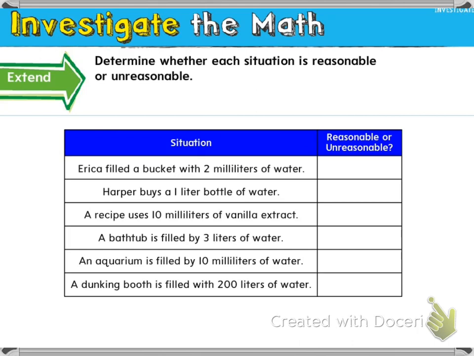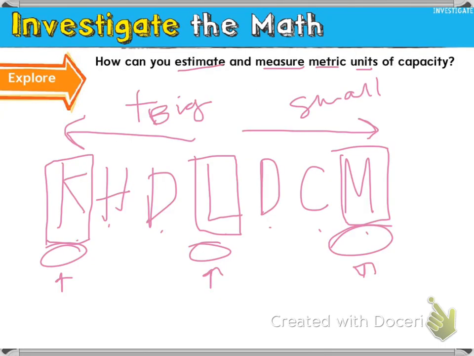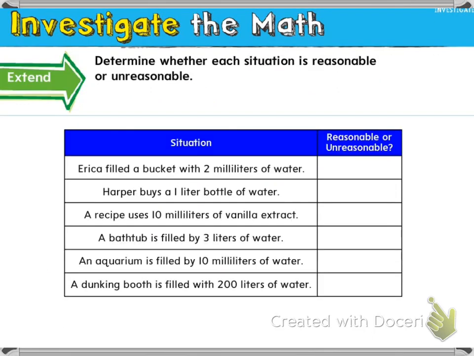Would that be reasonable or unreasonable? Remember, milliliters are tiny, tiny, tiny. There are 1,000 milliliters in 1 liter. 1 liter is half of a regular size pop bottle. So there are 1,000 milliliters in 1 liter. So could that fill a bucket? No way. 2 milliliters could not fill a bucket, so that is unreasonable.